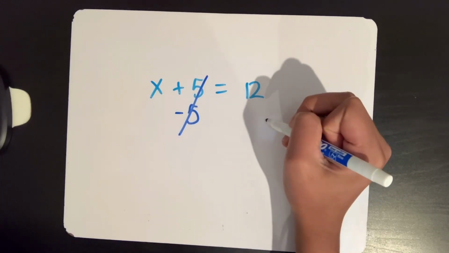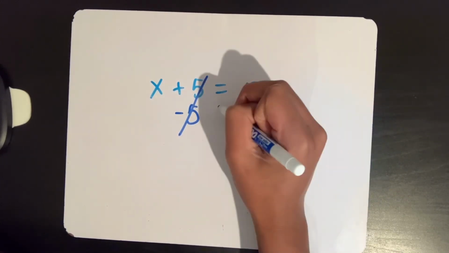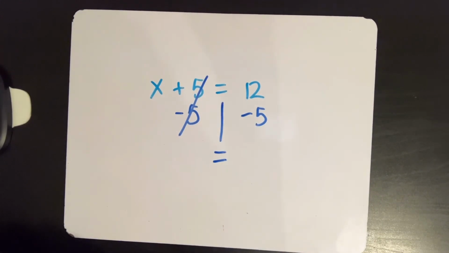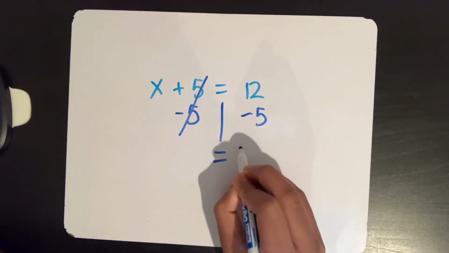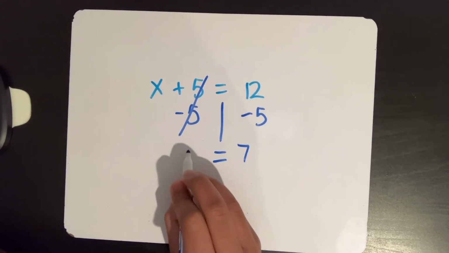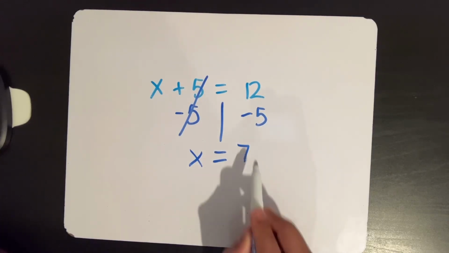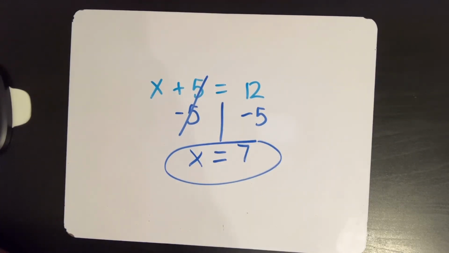Minus 5 cancels it out. Minus 5, bring down the equal sign. 12 minus 5 equals 7. We bring down the variable and we get x equals 7 with just one step.